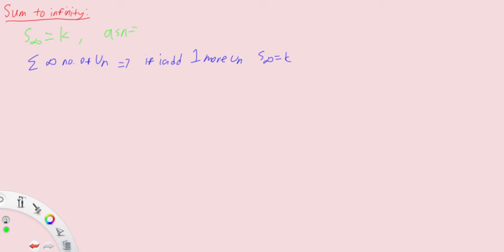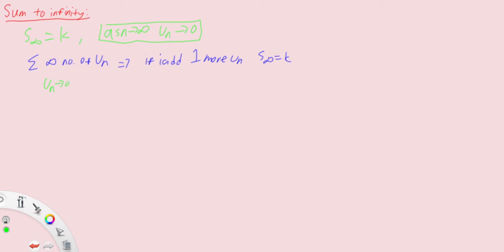And because of that, we have this conclusion. As n approaches infinity, my term would converge to 0. It would approach 0, because that's how I can get back the sum to infinity even after adding an additional term in the progression. So this is the whole idea behind how a sum to infinity exists. Let's explore that further.